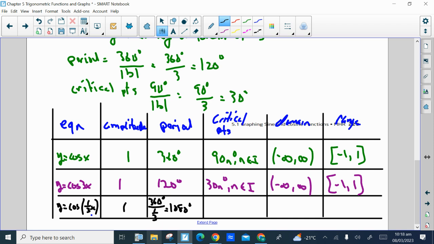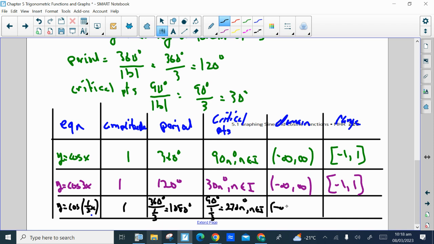And that's why we don't really have room to graph it, because our grid only goes up to 360 degrees. We would only be able to graph 1/3 of this graph. Our critical points are also found by taking 90 and dividing it by 1/3, which is the same as multiplying by 3. So that'll be every 270n degrees.